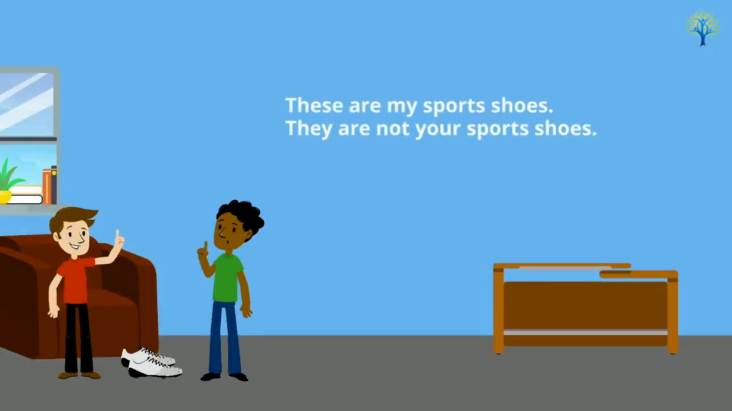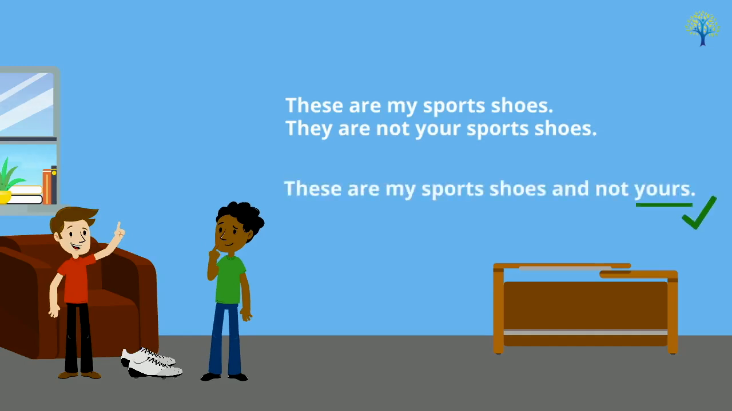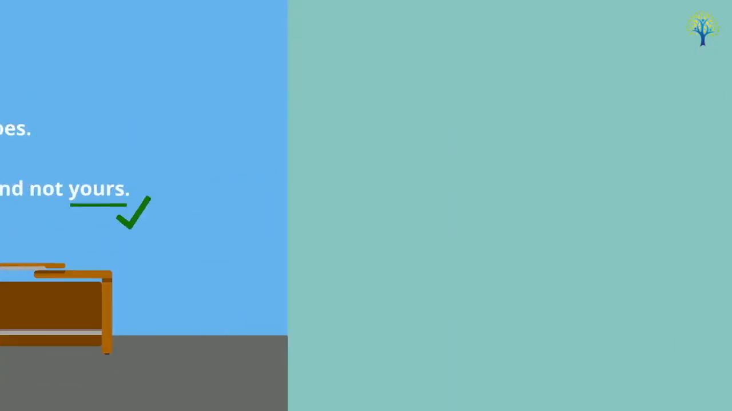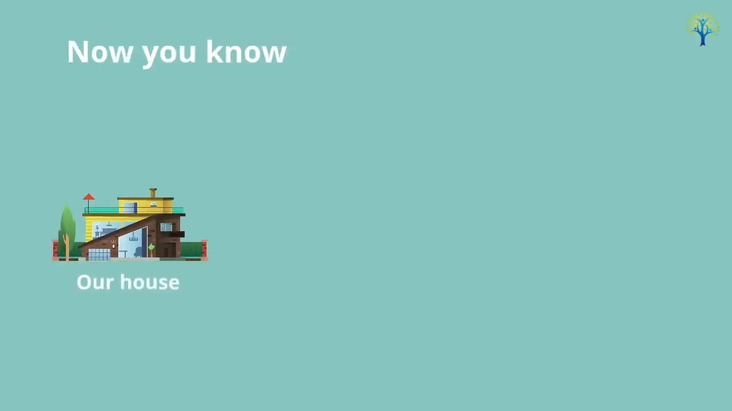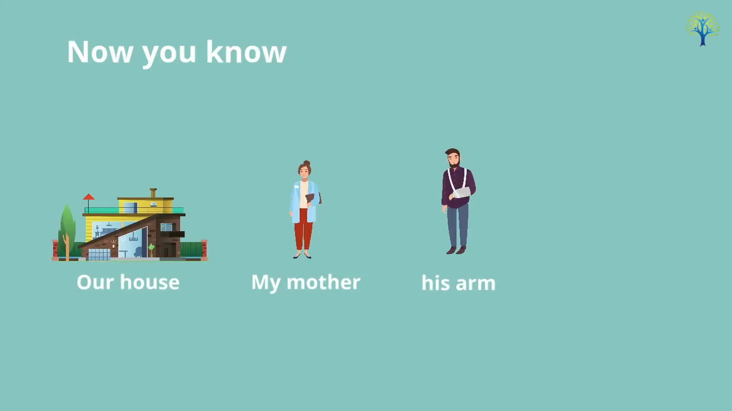Instead of saying, these are my sports shoes, they are not your sports shoes, you can say, these are my sports shoes and not yours. Now you know how to use my, your, his, her, our, and their.